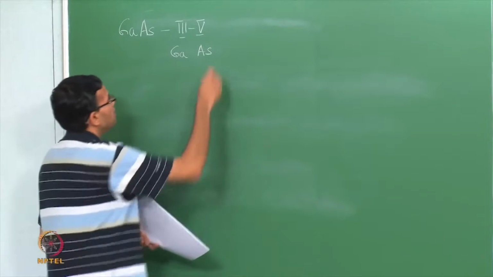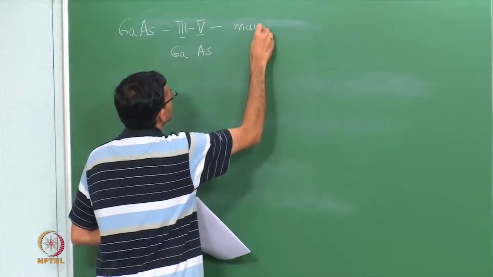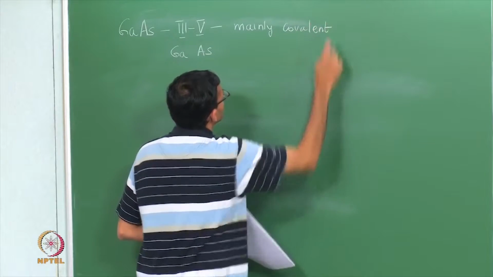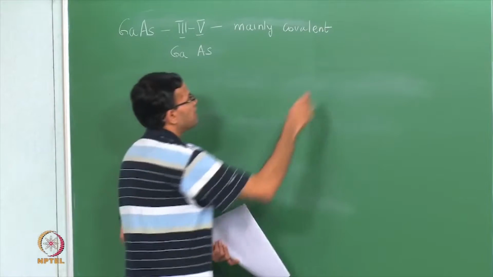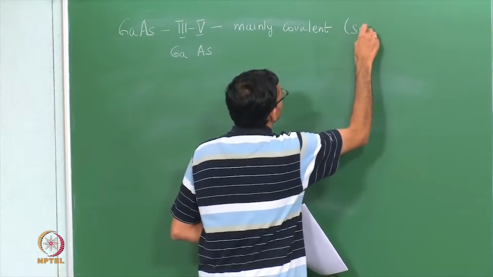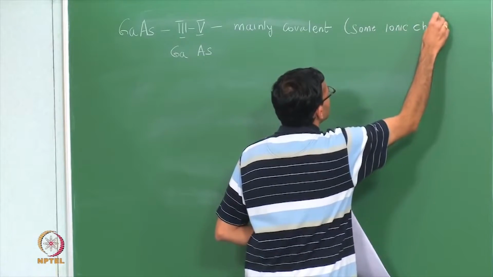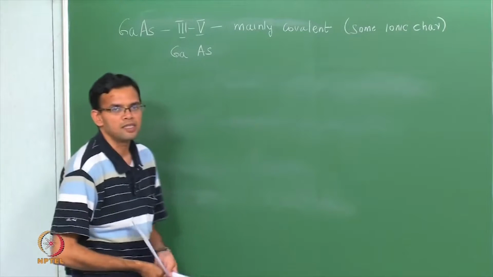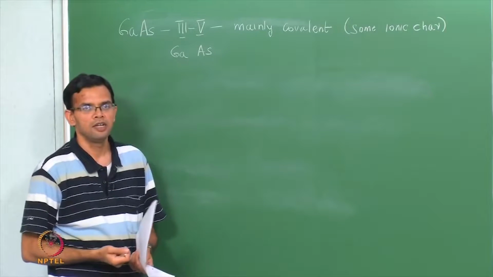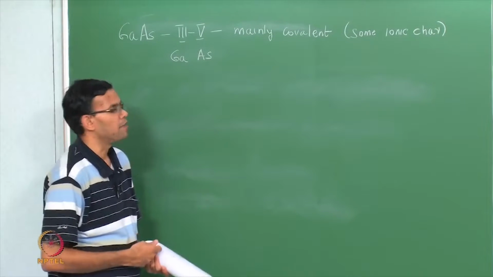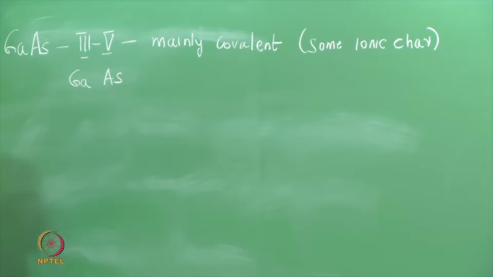The bonding in gallium arsenide is mainly covalent, but you also have some ionic character to the bond. Instead of gallium arsenide, if you have something like zinc oxide, which is a 2-6 semiconductor, there will be higher ionic character as compared to 3-5. So, it is also possible to dope gallium arsenide, but there are now more possibilities in this case.